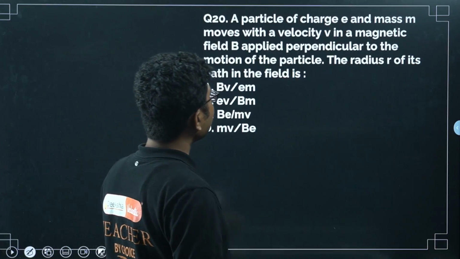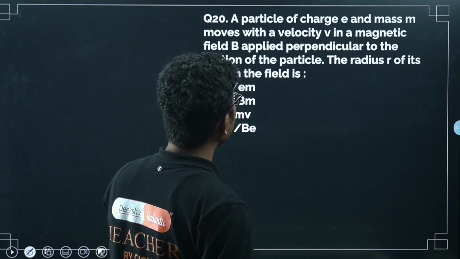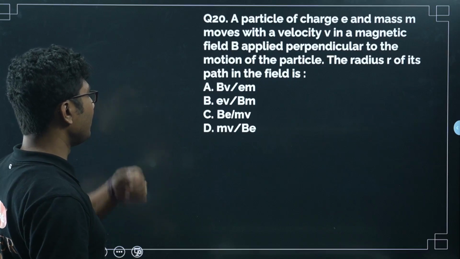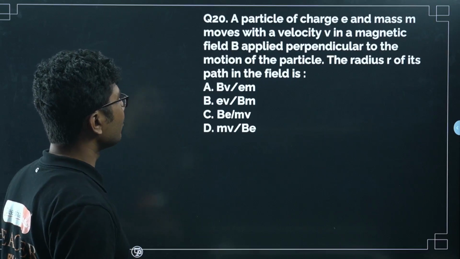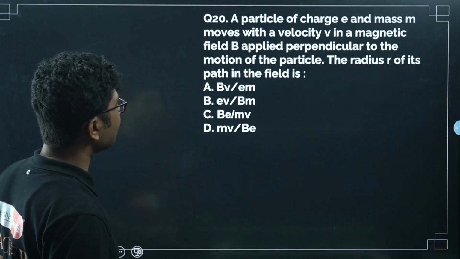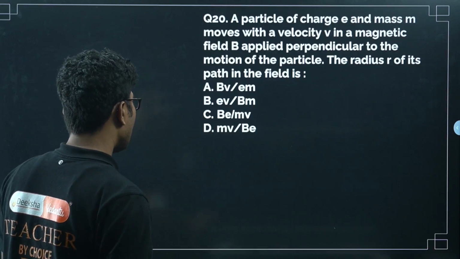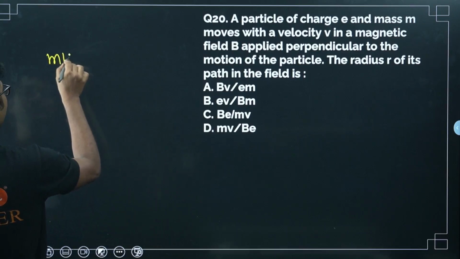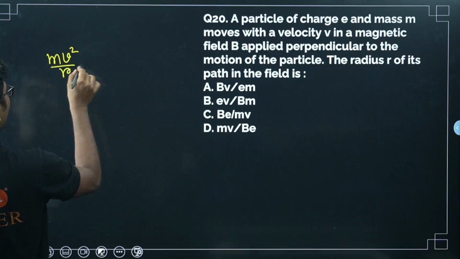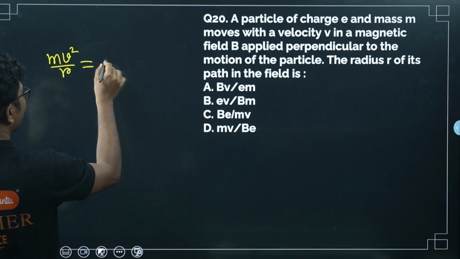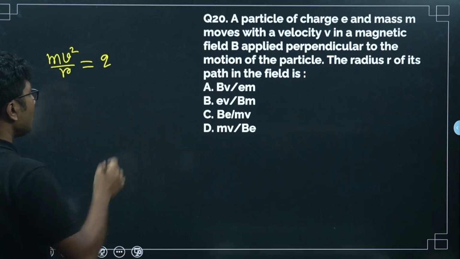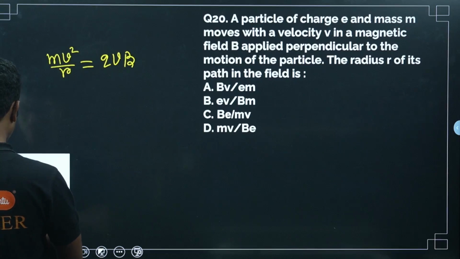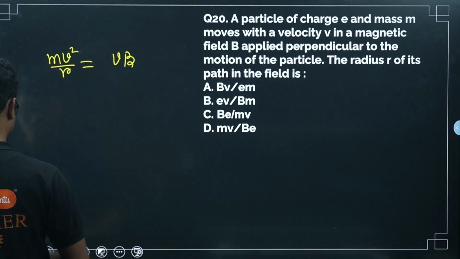A particle of charge e and mass m moves with velocity v in a magnetic field B applied perpendicular to the motion of the particle. The radius of its path in the field is, you can remember the formula or you can find it, mv square by r equals the magnetic force, q v B. In this case, instead of q they have given you e, so e B v.